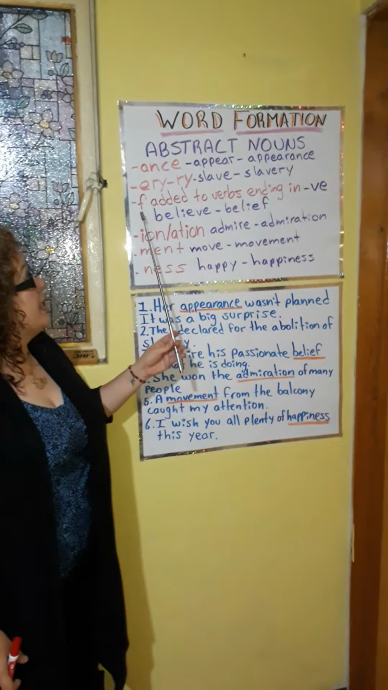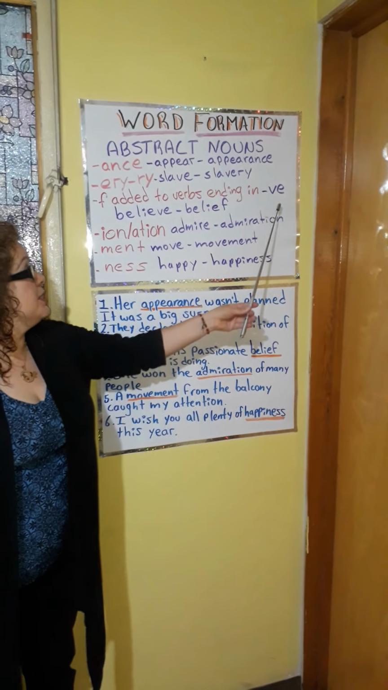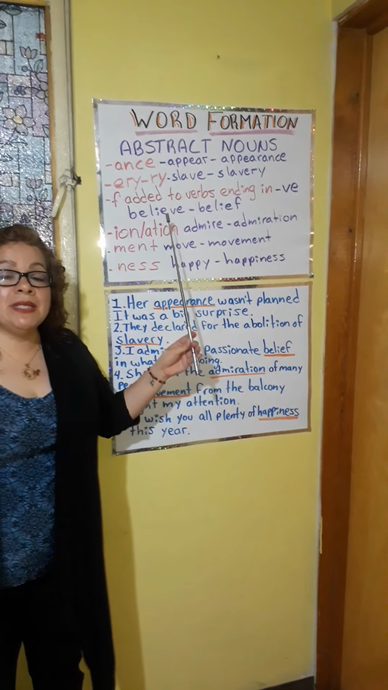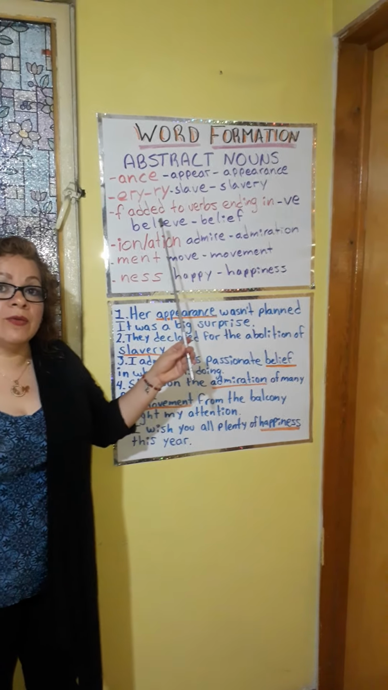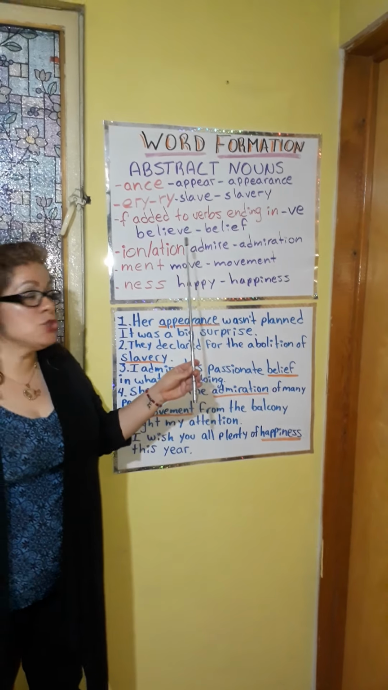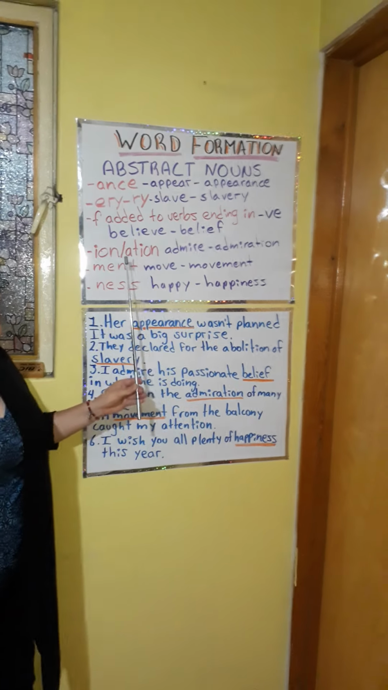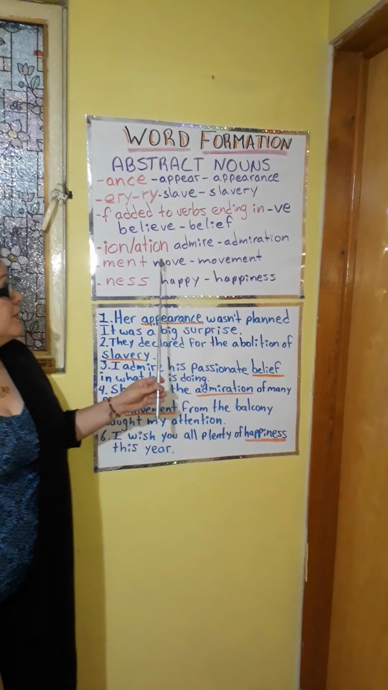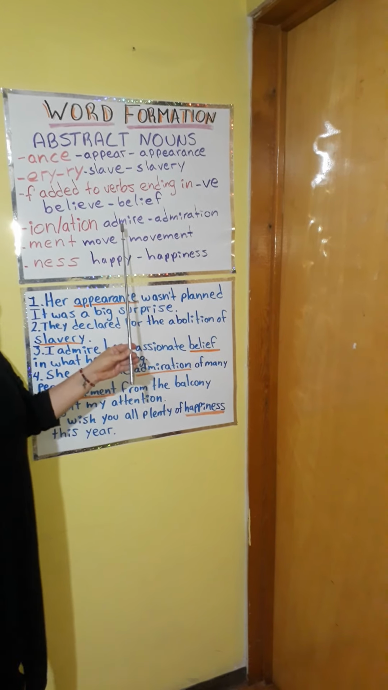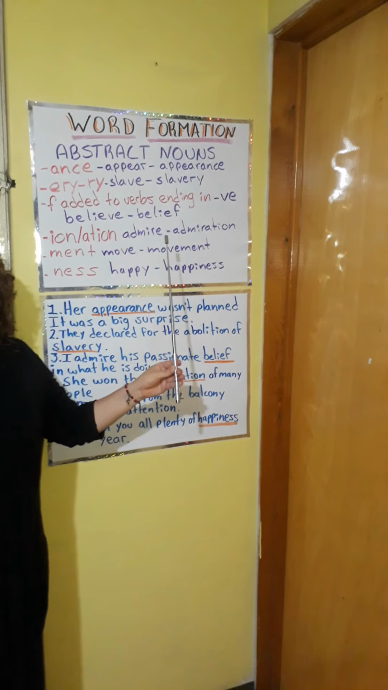Then we have -f, added to verbs ending in -ve. For example, believe. Believe is a verb. We are creating an abstract noun out of a verb, so you have belief. Then we have -ion or -ation. For example, admire, admiration. Admire is a verb. We are creating an abstract noun from a verb again.